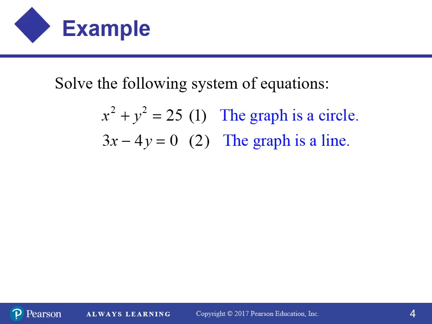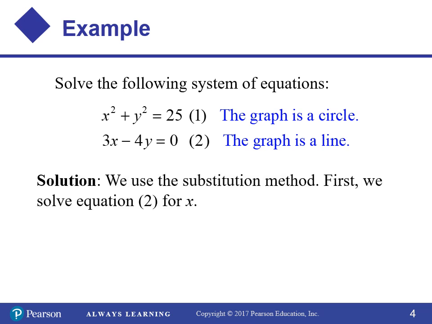So to solve the following system of equations. The first equation, x squared plus y squared equals 25. Our graph is a circle. We know that from studying our circles. And then 3x minus 4y equals 0. Our graph is a line. So first, we're going to try using the substitution method. Yes, you could use other methods, but we're going to do substitution for this example.